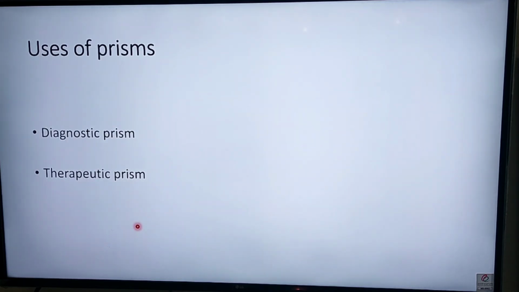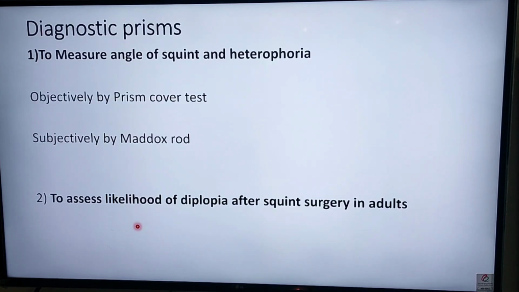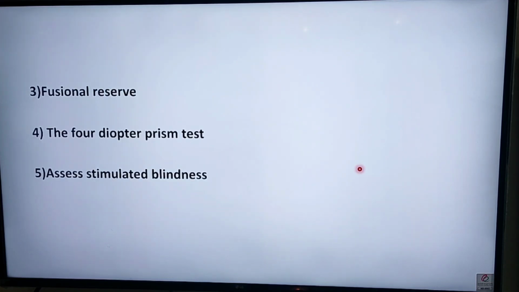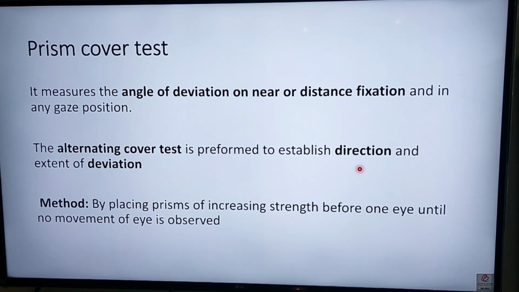So now moving towards the uses of a prism, these can be divided into diagnostic uses and therapeutic uses. So let's discuss the diagnostic uses first. You can use it to measure the angle of the squint, the likelihood of diplopia, fusional reserve, the 4 diopter prism test, and to assess simulated blindness. I will not cover them in detail, just how to perform them.